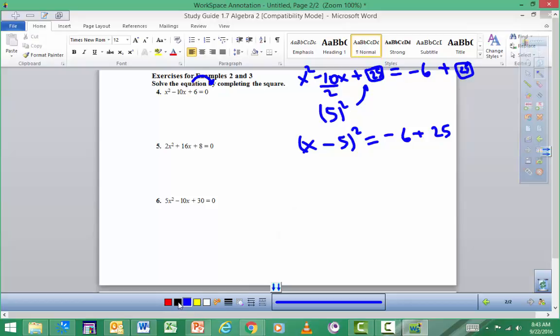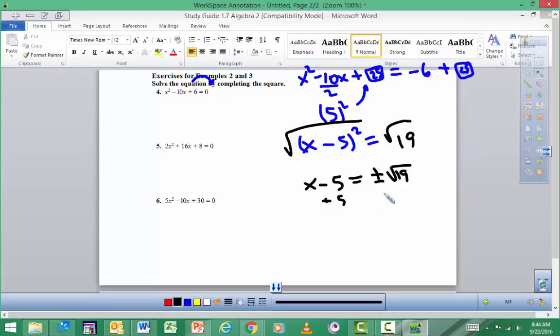Okay, so now we simplify this, right? No, it becomes a 19, right? 19 chicken wings. That becomes a 19, right? And then a square root here, and a square root here. So this gives me x minus 5 is equal to plus or minus the square root of 19. Okay, and now I can move the 5 over by adding. So these take a little bit of work.